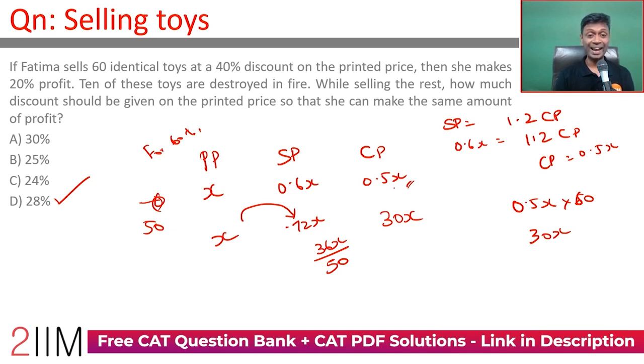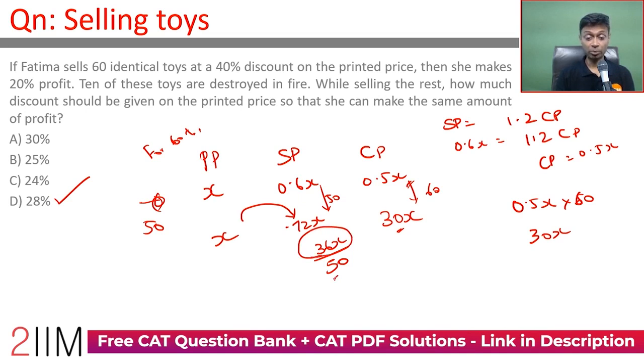However, she's not able to sell everything. She loses 10 of the toys. So in the new scenario, she buys 60 but sells only 50. But she wants to see the same profit. If she buys 60, she sees cost price of 30x. She has to make 20% profit, or she should have a total selling price of 36x.